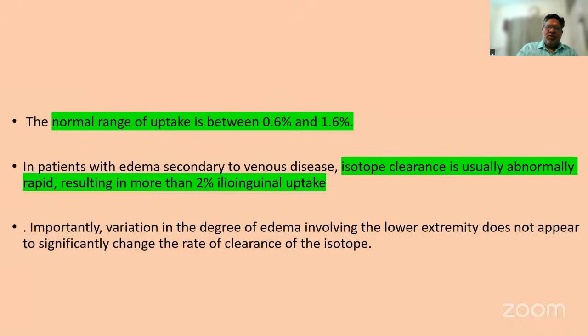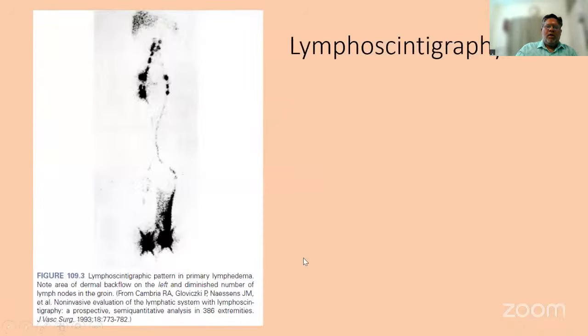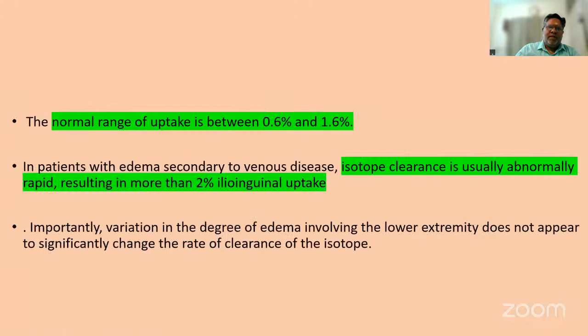You can see in this picture, on both legs the tracer has been given, but on the right side the tracer has been cleared into the right inguinal lymph nodes, whereas on the left side the clearance is delayed, which is shown by the dermal backflow. This is the tracer present in the dermis, and also the inguinal lymph nodes are not enlarged. So this shows that this is a case of lymphedema. This is the primary use of lymphoscintigraphy.